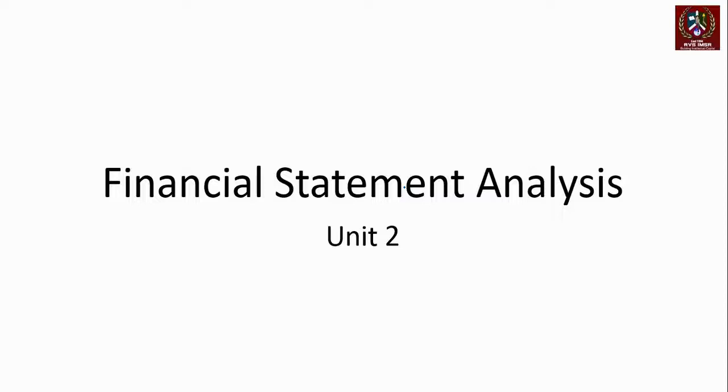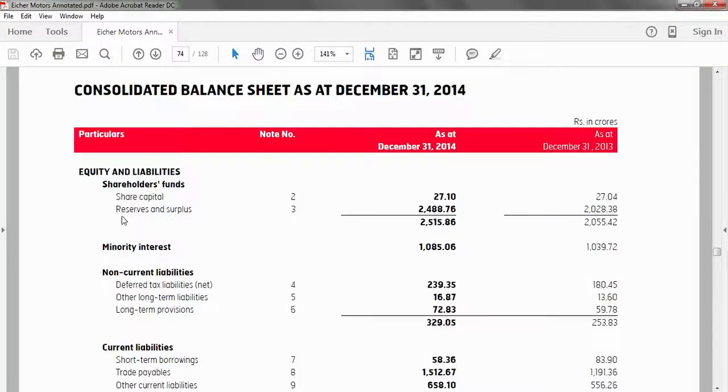In this particular section, we're going to discuss some of the other advanced headers that we see in the balance sheet and P&L statements, primarily the balance sheet, because P&L is more or less self-explanatory. When we look at, let's say, the annual report of a company like Eicher Motors, there are a lot of segments that come up, which would talk about things like deferred tax liabilities, other long-term liabilities, long-term provisions, other current liabilities, and so on and so forth, right?